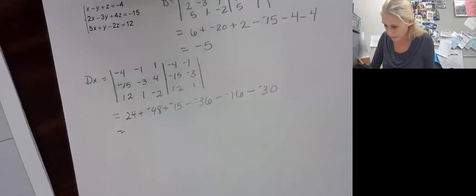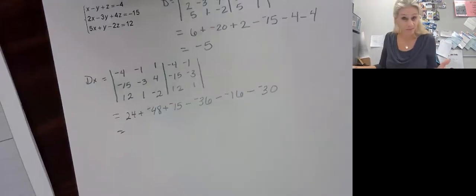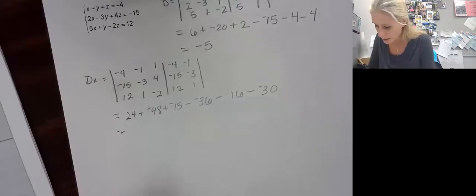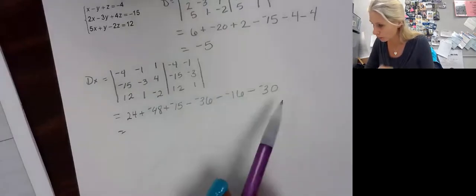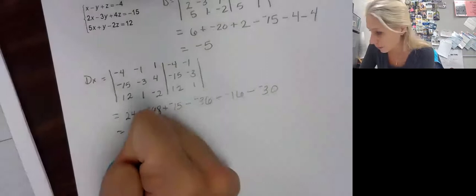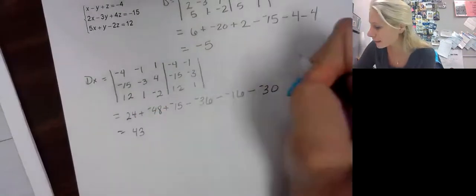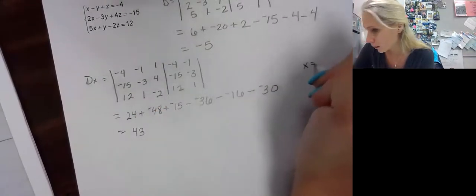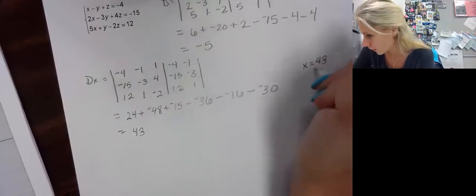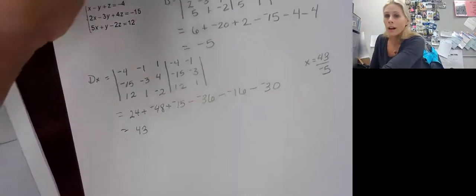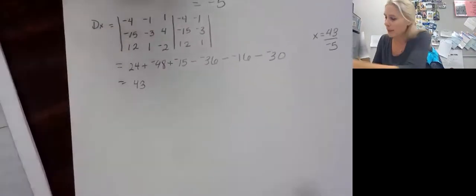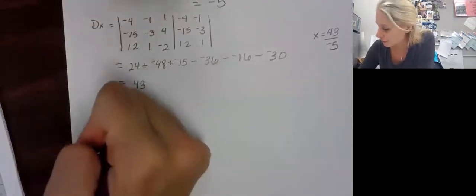Too many plus signs, guys. Okay, I got 43. That looks terrible, but we'll see what happens. Let's check that. All right, we'll stick with it and see what happens, okay? Because this means that x equals 43 over -5. That looks like a terrible fraction. With my luck, I'll probably mess up in the first determinant.